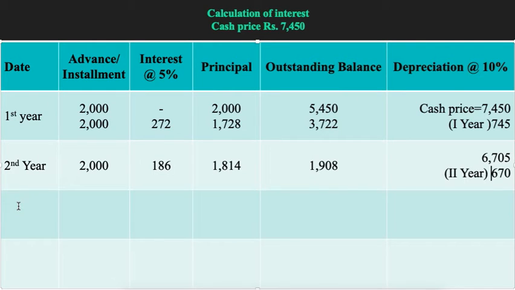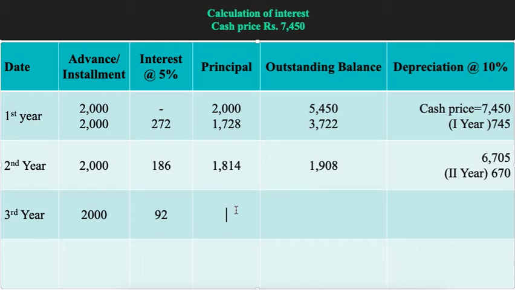Now we are paying the last installment in the third year. Third year we are paying how much? Again 2000 rupees installment. Am I right? And the interest amount we are not going to charge on this outstanding balance. So what we are going to do? We are going to deduct 1908 from 2000, that is 2000 minus 1908 is how much? It is 92. So 92 rupees is the interest amount here.